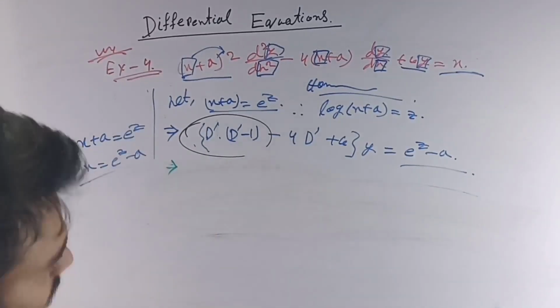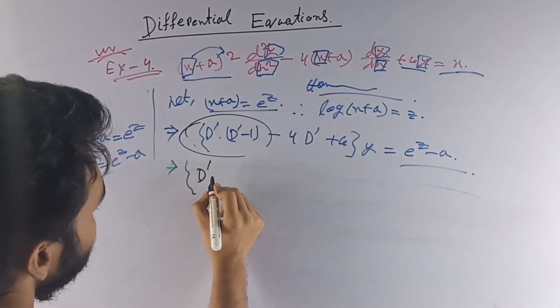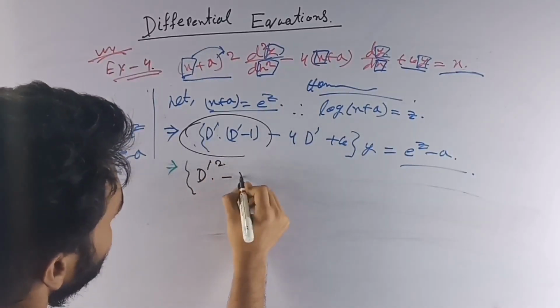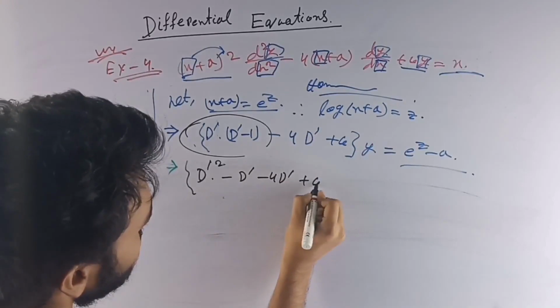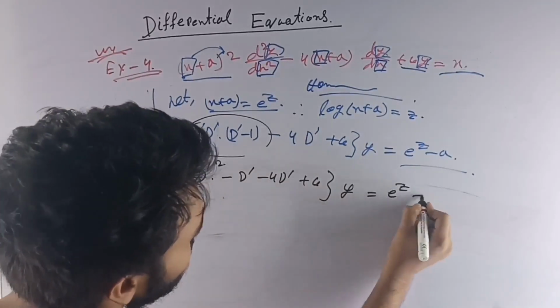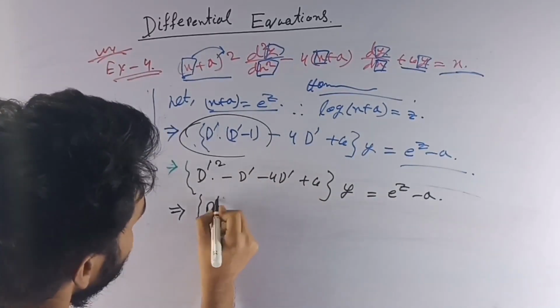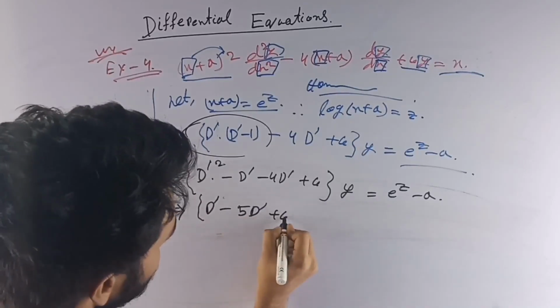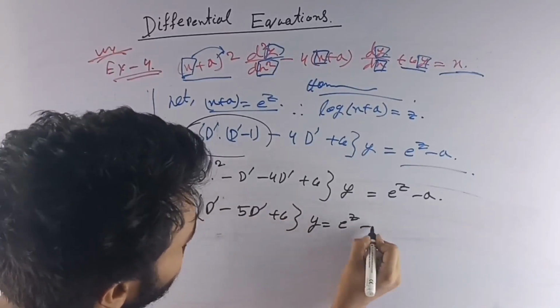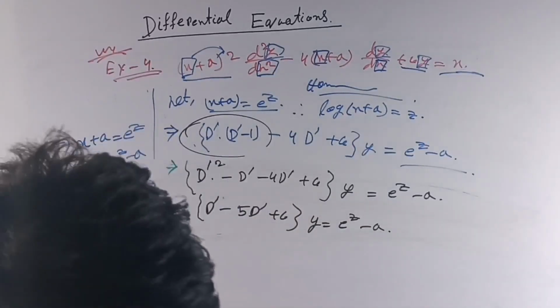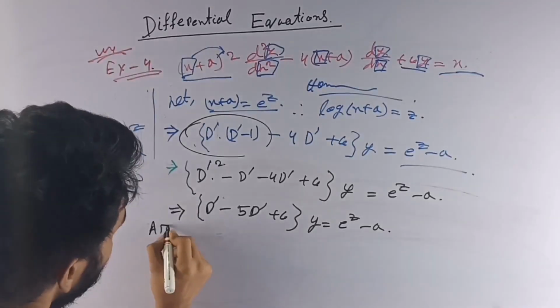So now that becomes the D naught square. Okay, minus D naught plus, sorry, minus 4 D naught plus 6y, that equals e to the power z minus a. That means D naught square minus 5 D naught plus 6y equals e to the power z minus a, that's the coming and very easiest function.